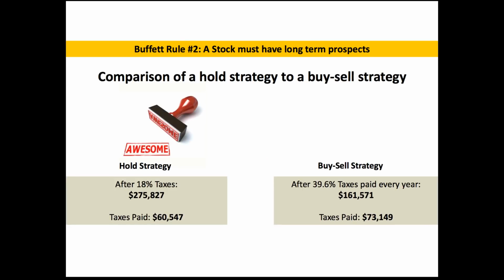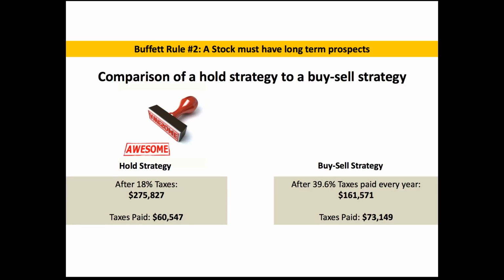On the left, we have the person who bought the company that was continuing to grow at 10%. So that investment turned into $275,827 after you paid your capital gains tax, and you paid $60,547. And over on the right, you have the buy, sell, buy, sell, buy, sell strategy, and you only have $161,000 in that investment, and both of them were making 10% every year. So you're talking more than $100,000 difference over the time of that single investment.